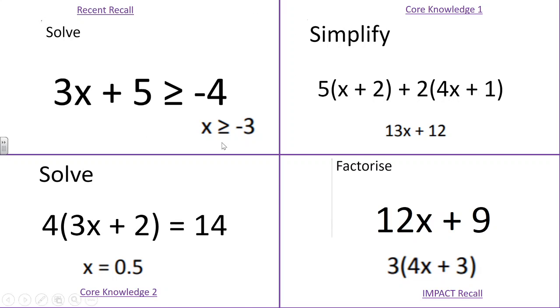Recent recall, which we've done recently, is solving linear inequalities. So we have an inequality sign. 3x plus 5 is greater than or equal to minus 4. We solve it the same as we would an equation. Because it's a plus 5, we need to subtract 5 from the minus 4. So minus 4 minus another 5 takes you down to minus 9. Something times by 3 gives you the answer of minus 9. So we need to divide minus 9 by 3 to get the answer of minus 3. So x is greater than or equal to minus 3.